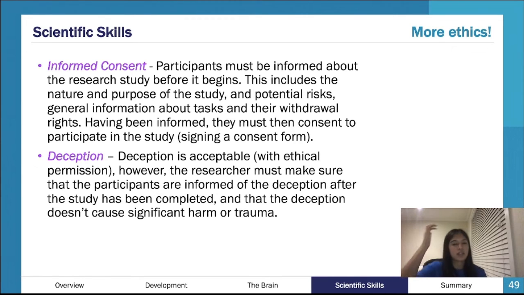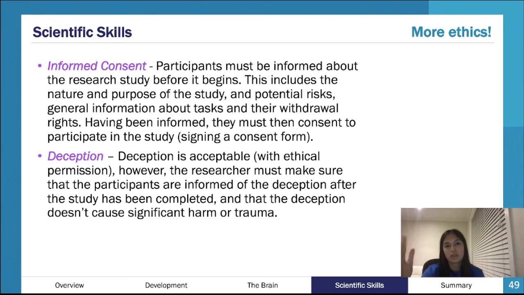Okay, so deception, basically when you lie about what's going on. So you can think of this as withholding information. And obviously this can be important in certain settings. But it can't cause physical harm. It can't cause trauma. And you have to tell the participant about it after the experiment has been concluded.